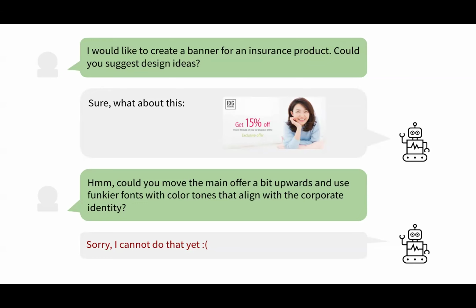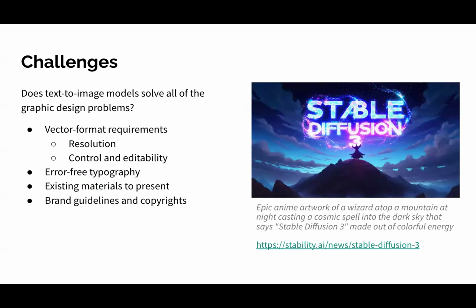Then probably right now, as of the year 2024, AI systems are not able to edit anything about this graphic design, right? Because still GPT-4o is not able to handle graphic design in this way, right? So here are a bunch of challenges involved around graphic design understanding and generation. Think about this question: do text to image models solve all of the graphic design problems? I believe most of you answer no to this question.